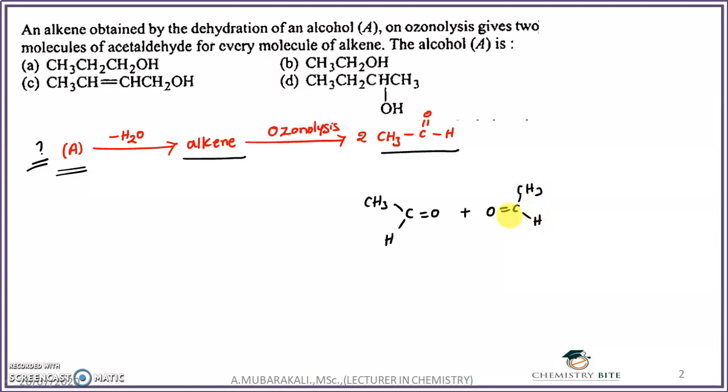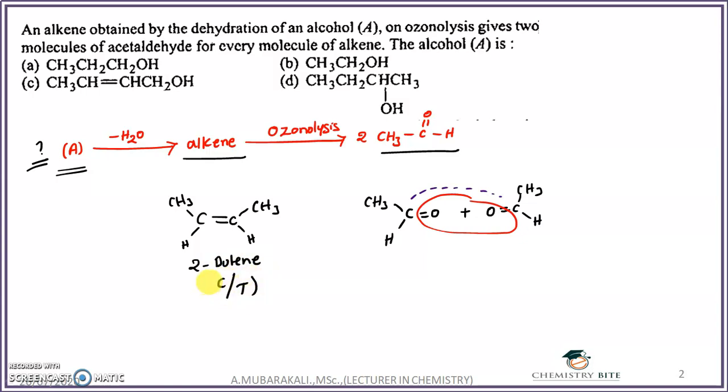So how to write the alkene? Very simple. You have to remove these 2 oxygen atoms and connect the remaining 2 carbon atoms with a double bond. So what alkene will you get? You will get C double bond C, and on this carbon you have H as well as CH3, and on the left hand side carbon you have H as well as CH3. So the alkene is 2-butene. It may be cis or trans 2-butene; both will give the 2 molecules of acetaldehyde.